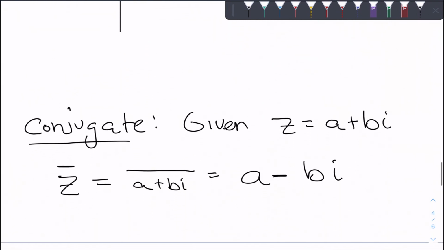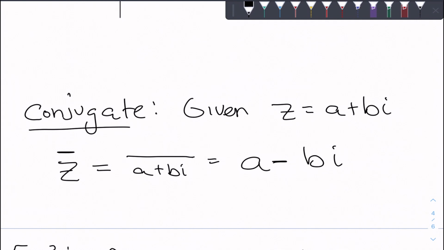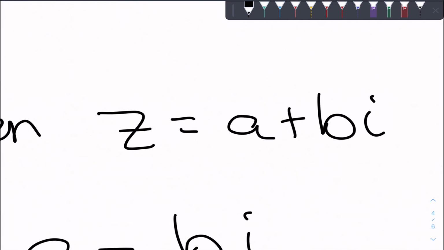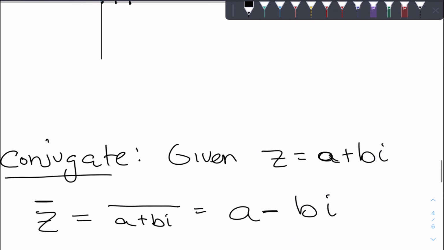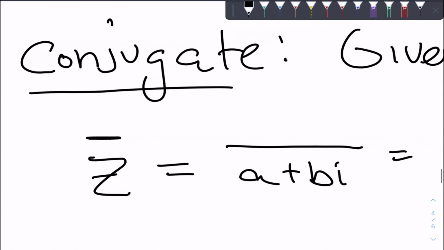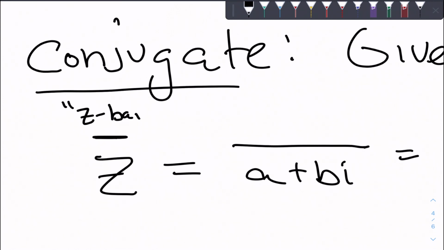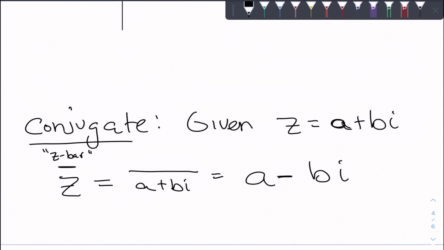A few other ideas that we need. The next one is the idea of a conjugate. We've seen this a couple times this year, but if you're given some sort of complex number, let's say it's a plus bi, let's get away from the x's and the y's, and just say that we have a real component and an imaginary component. Well, for the conjugate, the real part stays the same. We read this as z bar, and we keep the real part the same, and the imaginary part is the opposite number.